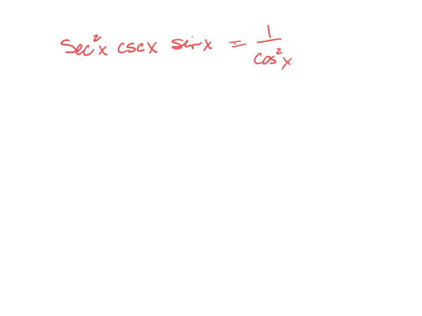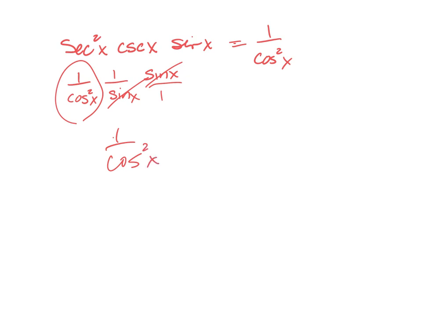These ones that have individual trig functions going together, the easiest way is to turn everything to sine and cosine. You've got your identity sheet. Secant is 1 over cosine squared. And just let the math take you there. Cosecant is 1 over sine of x. And sine is sine of x. You see it? What happens to the sines? What's left? 1 over cosine squared of x equals 1 over cosine squared of x.